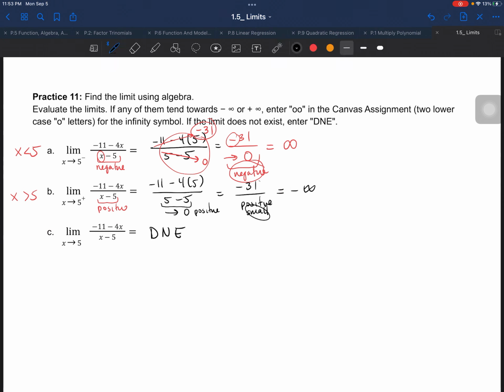And there you go. These two needed to be the same for this limit to exist, and it would have been the same number. All right, anyway, so I hope you guys find this helpful. Please let me know if you have any questions.